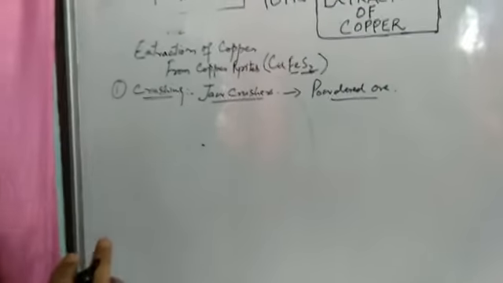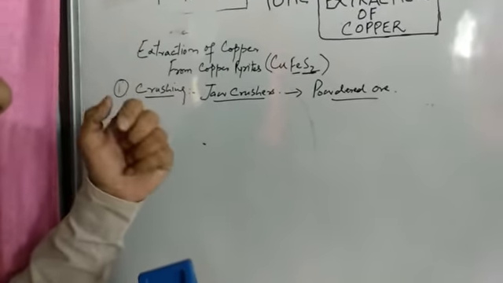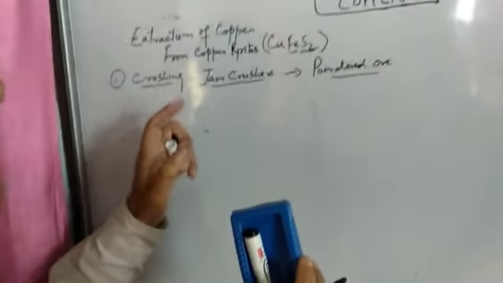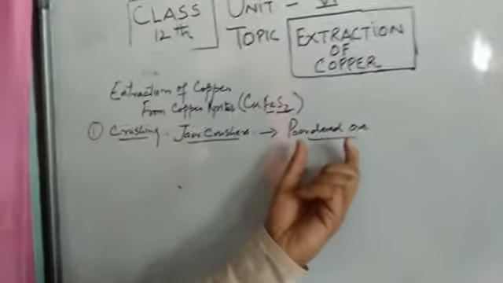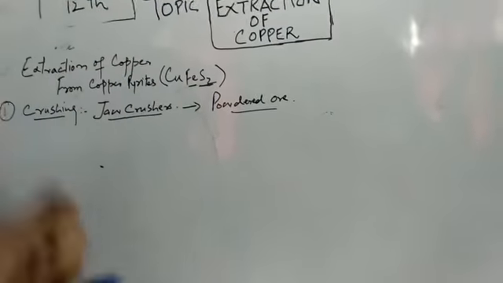So this is all about step number one. In step number one, we take the ore, here in this example copper pyrites, and crush it in these big jaw crushers, and as a result finely divided powdered ore is obtained. So this is step number 1.